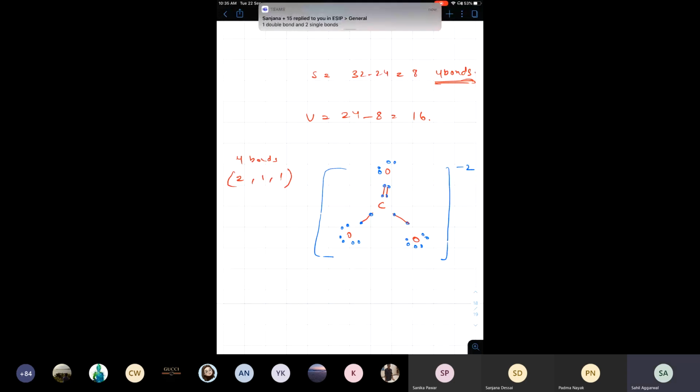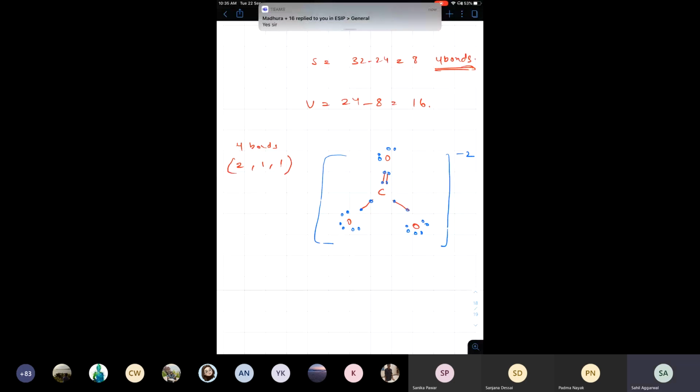Very good, Sanjana. Very good, Amod. Understood how I formed the structure, how I made the octet, how I kept the unshared electron. All of you are getting it? Madhura has given answer. Ibial has not given answer.